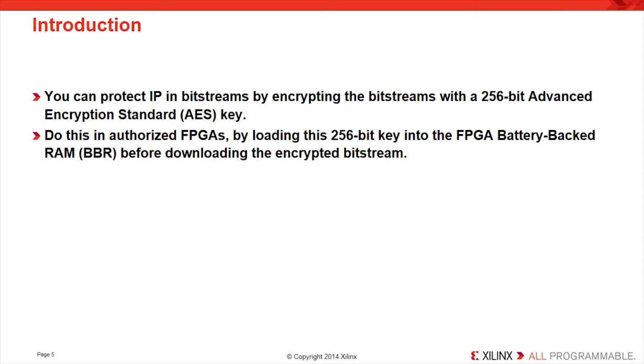You can protect intellectual property, or IP, in your design by encrypting the bit stream with 256-bit AES keys. You go about this by loading the 256-bit AES key to the FPGA's battery-backed RAM before you go ahead and download the encrypted bit file.